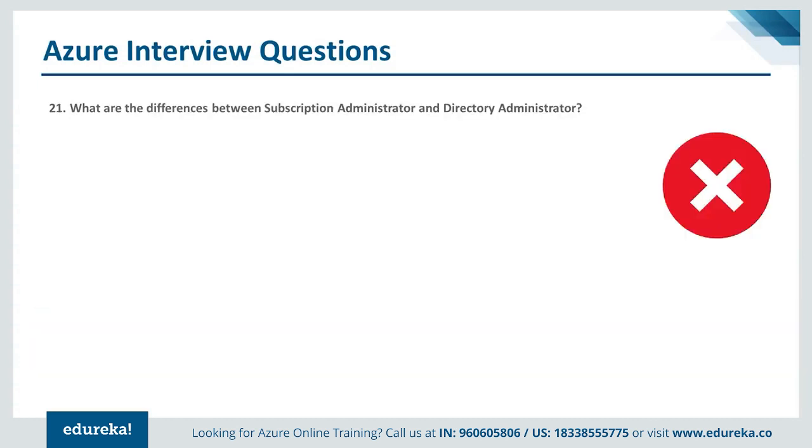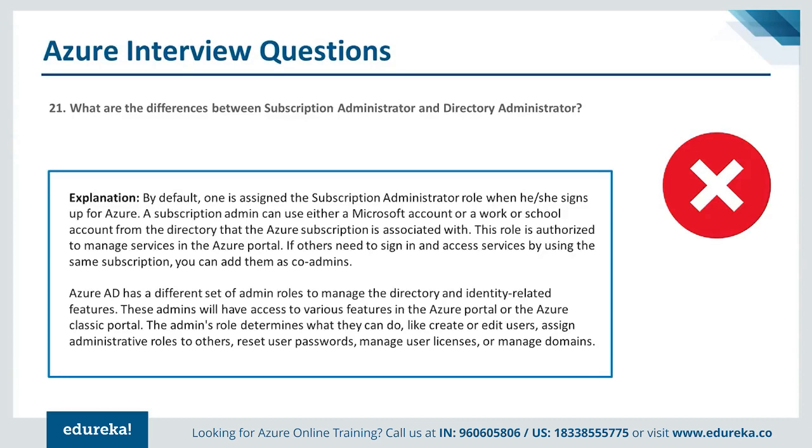Talking about a few other things, what are the differences between subscription administrator and directory administrator? The subscription administrator is the one who is responsible for the complete subscription. By default, only one subscription administrator role is assigned in Azure. A subscription administrator can be either a Microsoft account or a work account, and has control over the complete Azure portal and the services which run on it. If you want, you can sign up more subscription administrator accounts, and these people are co-admins.